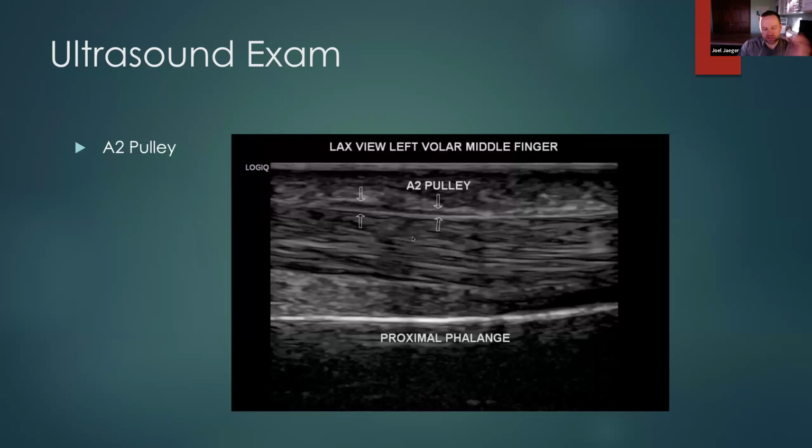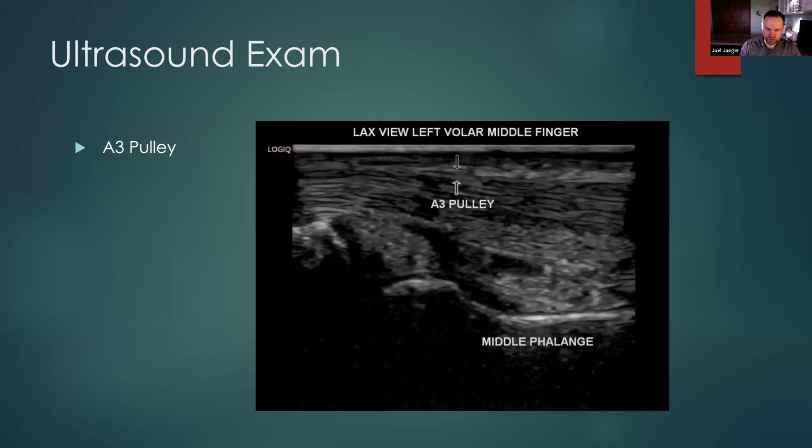Okay, going on here, here's kind of what our A2 looks like. So again, we're over the proximal phalanx. We can see that here. We have our flexor tendons, and then that trilaminar appearance to the pulley. Again, the left side of the image is the distal end, and you can see where that A2 pulley is a little bit thicker than if you go a little more proximal. So that's just how we visualize A2.